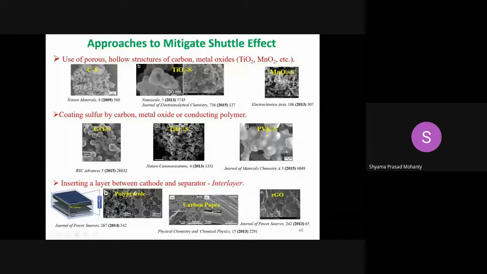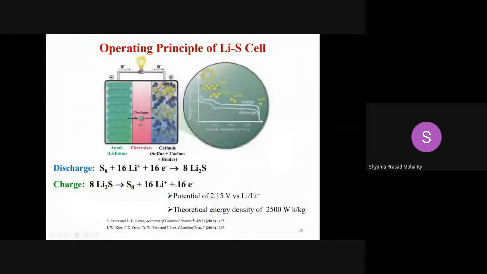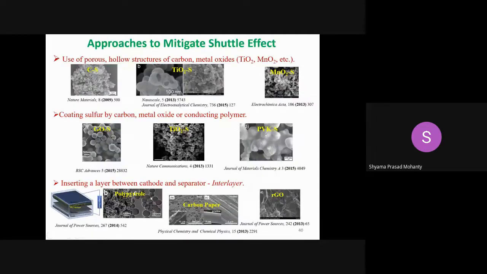Another approach is to put one layer in between the cathode and separator. So this is your electrolyte, which will be soaked in a separator. You can have porous polymeric separators or glass fiber based separators. In between these two, at this interface, we will have an additional layer, which is known as the interlayer. These interlayers can be of polymers, graphene based materials, or carbon paper, which have been utilized.